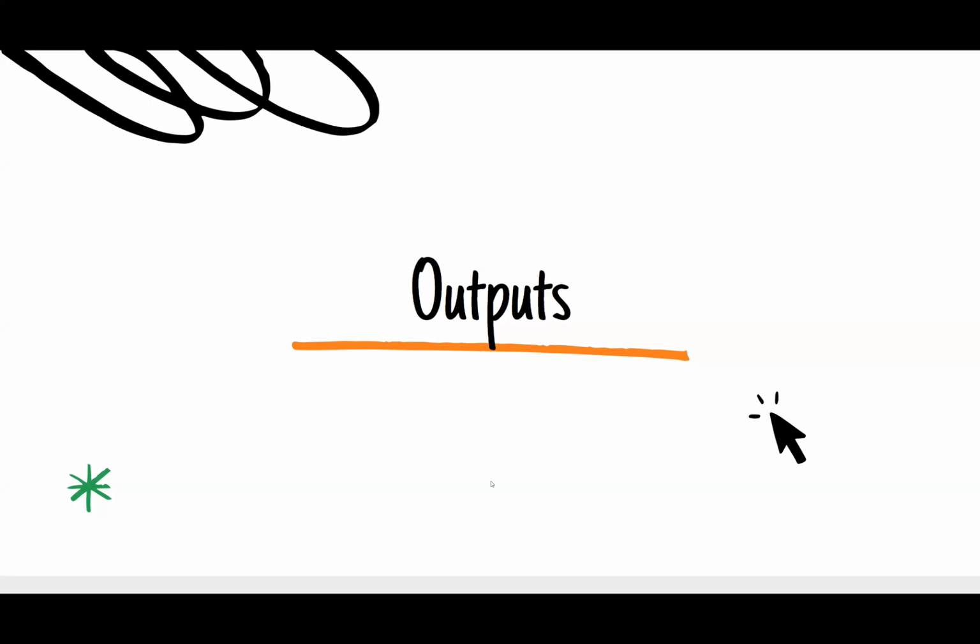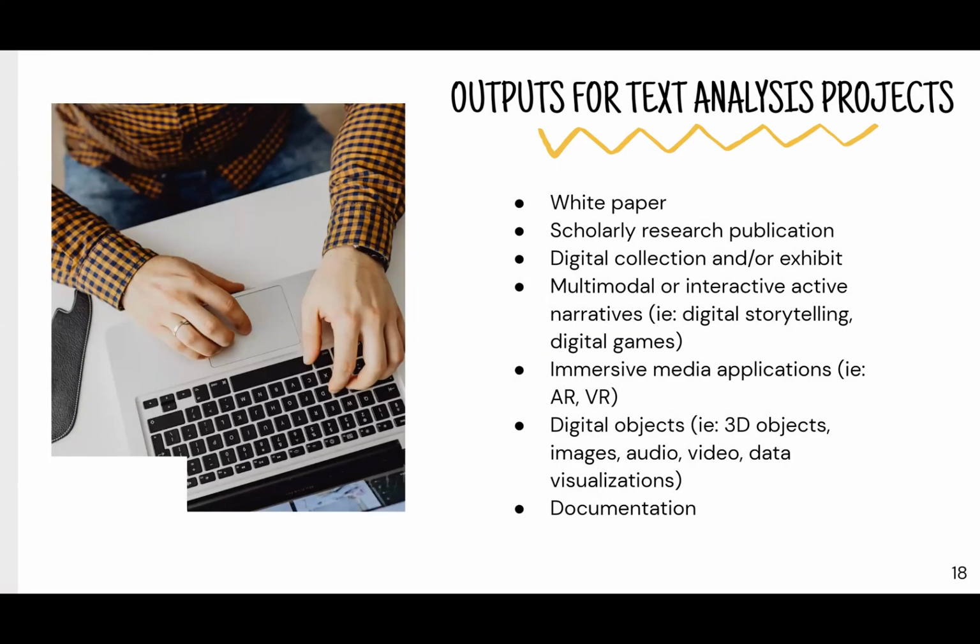And then we come back to our last part, which is output. A lot of times when you're thinking about a text analysis project, people are thinking about what kind of output they'd like to create. So a couple of outputs for text analysis projects. You can write a white paper, a scholarly research publication. It could be a book, an article, or a book chapter.